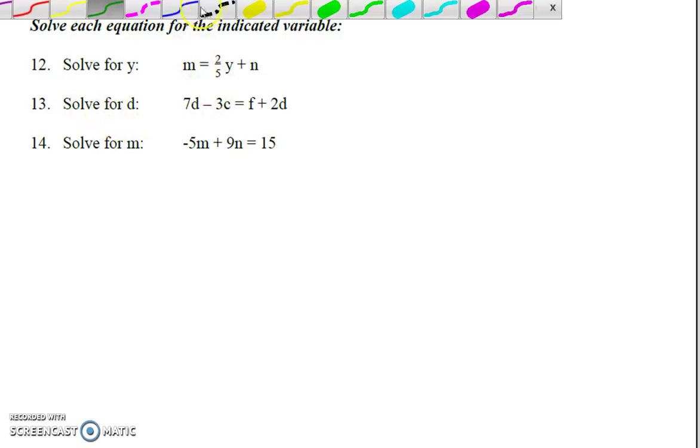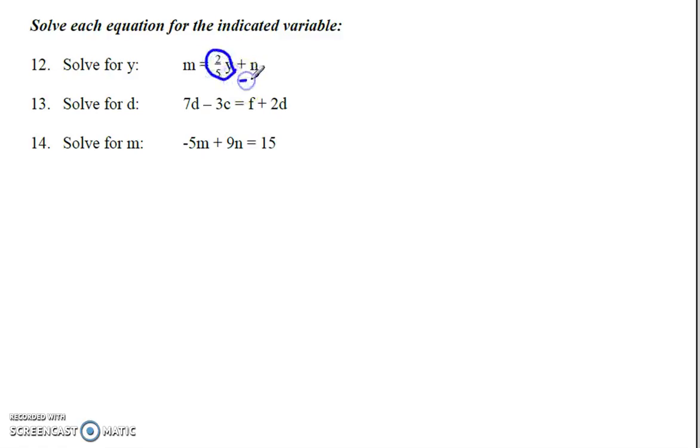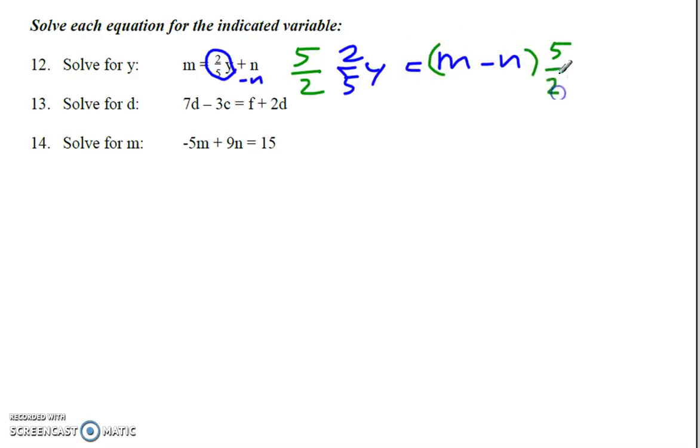All right, solving for a variable. I want to solve for y, so I've got to get rid of the n. That gives me 2/5 y is equal to m minus n. And then, to get rid of the 2/5, multiply by its reciprocal, times 5 over 2. Very important, you have to put parentheses around this when you're multiplying, because the entire expression needs to be multiplied by that. So then you get y equals 5 over 2 times (m minus n).